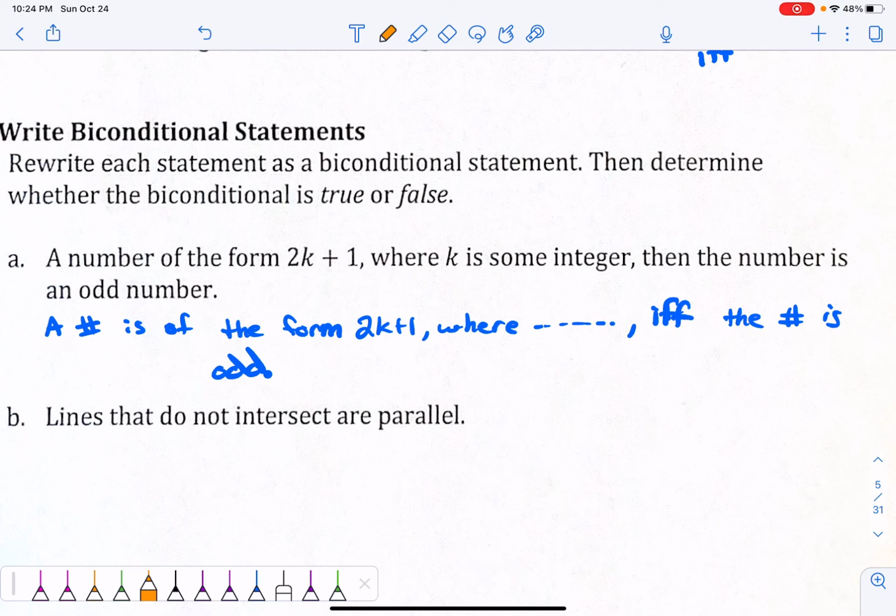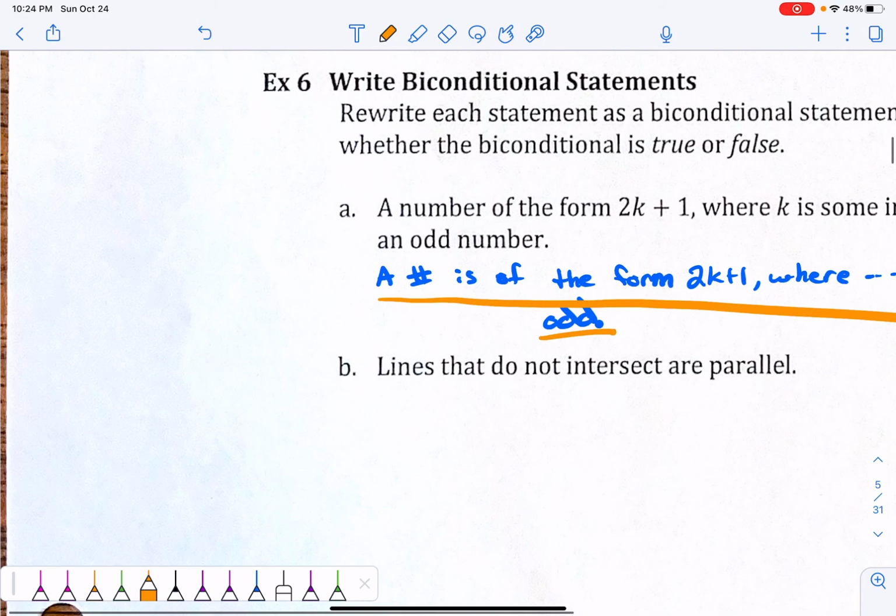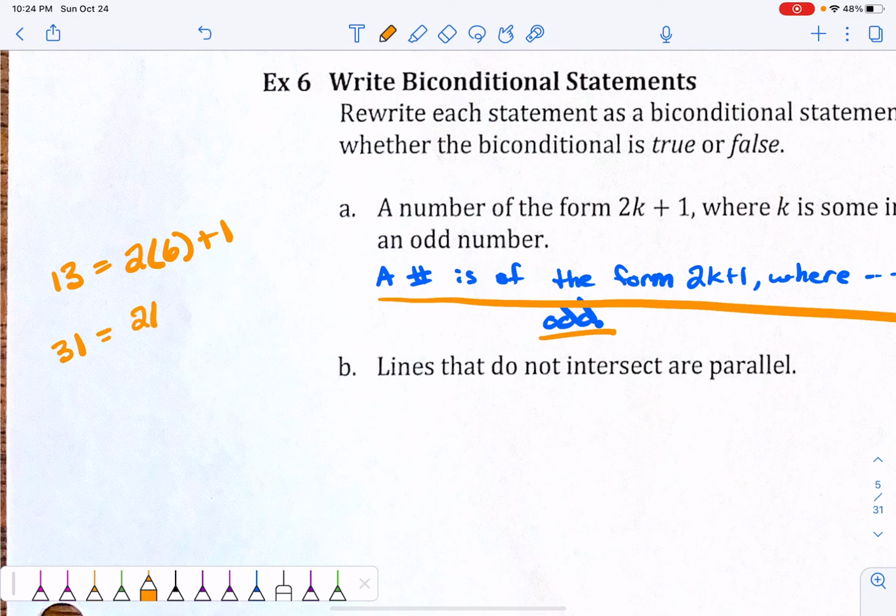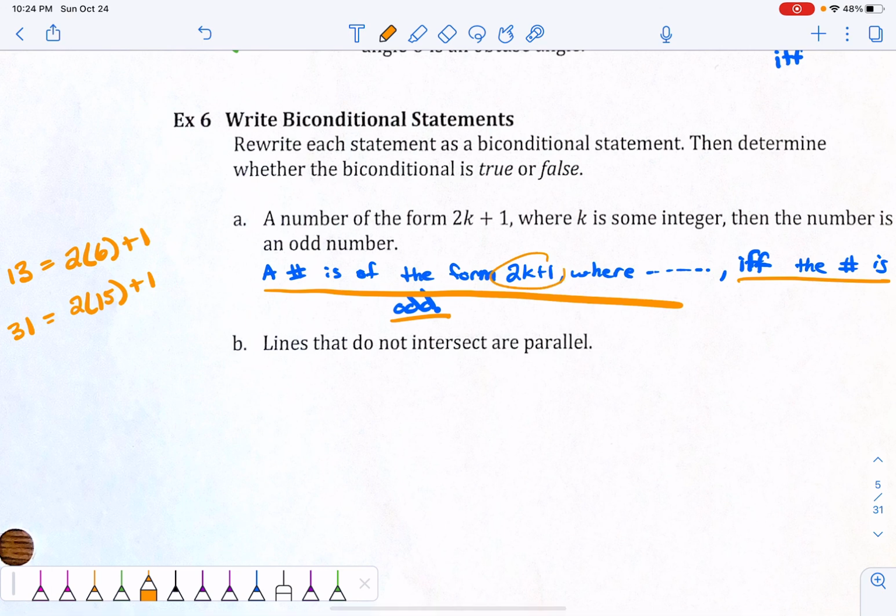Okay, now let's go backwards the other way. If it is an odd number, can it always be written in the form of 2k plus 1? Let's take the odd number, I don't know, 13. 13 can be written as 2 times 6 plus 1. Great. Let's try the number 31. 31 is 2 times 15 plus 1, okay? Any odd number can be written in the form of 2k plus 1. So this whole thing is true because we've looked at both sides of it, okay?